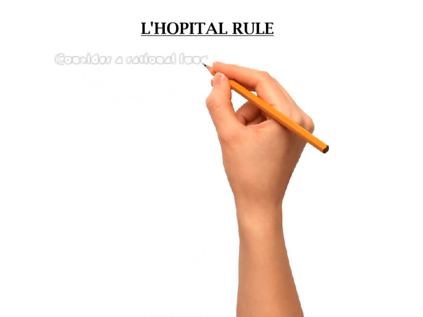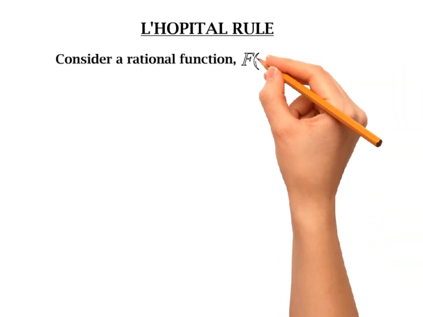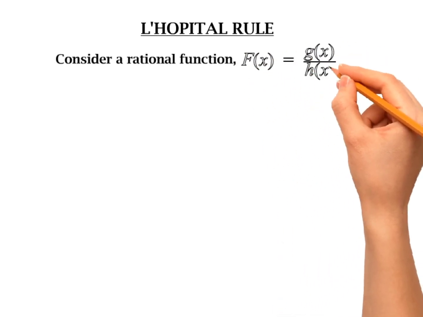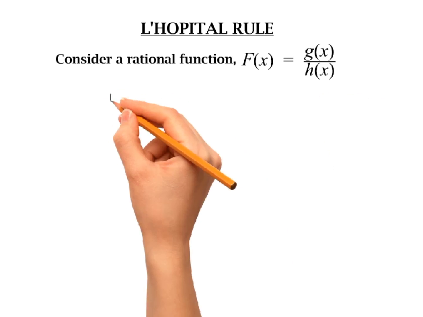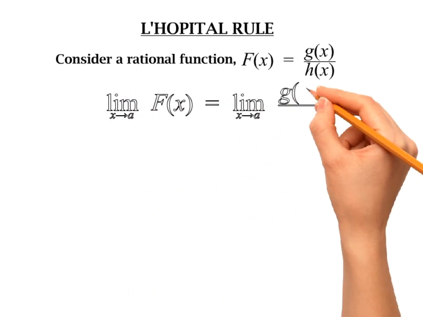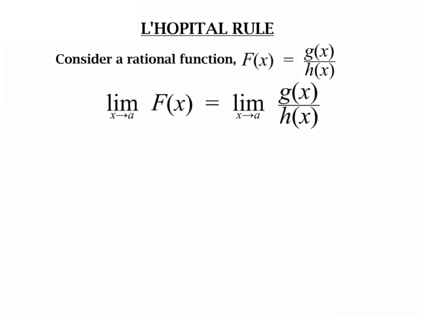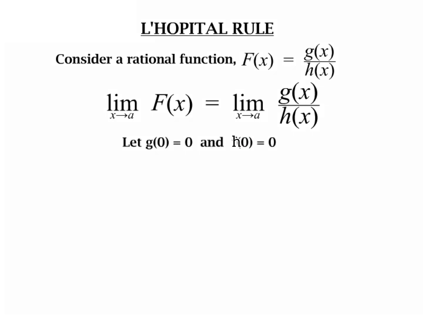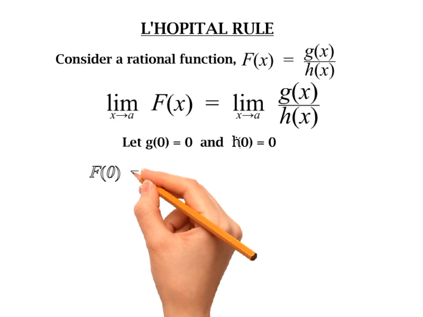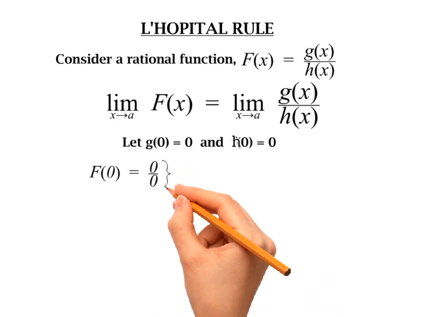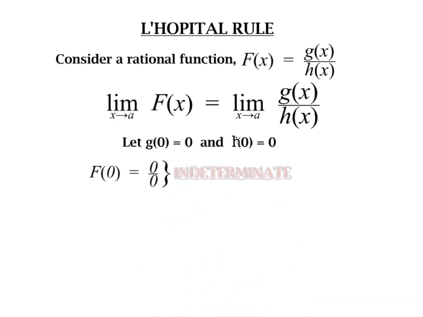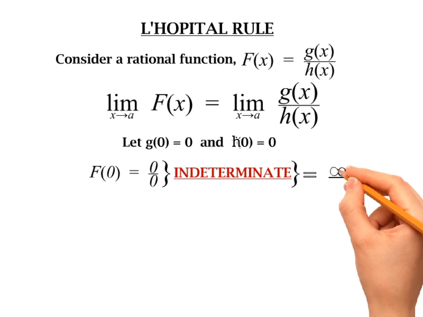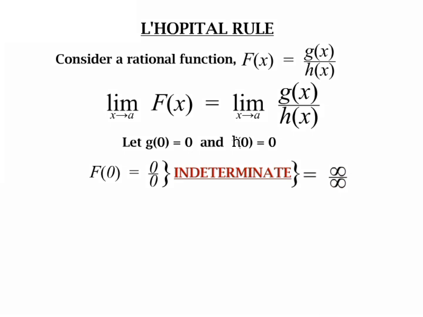Let a rational function, f of x, be written as g of x over h of x. We know that the limit of f of x as x approaches a is equal to the limit of g of x over h of x as x approaches a. Consider an instance where x approaches 0, and g of x and h of x give 0 by direct substitution. Then g of 0 over h of 0 is indeterminate. This is the same in the case of infinity over infinity. This gives rise to the Bernoulli rule, also known as L'Hopital's rule.